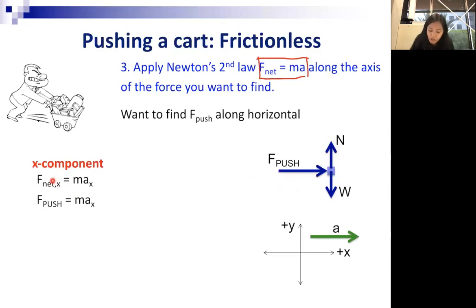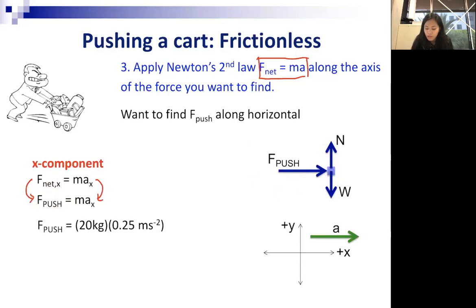So the net force, there's only one of that. It's only the push force that's along the horizontal. So this is the left-hand side. The right-hand side, it's still the same. Right-hand side of the equation, it's still mass times acceleration along the x.